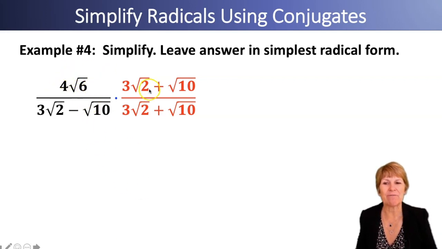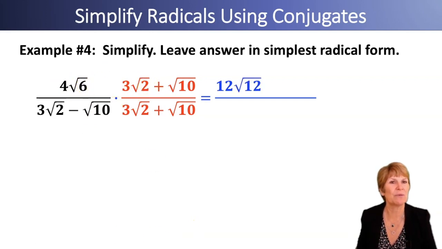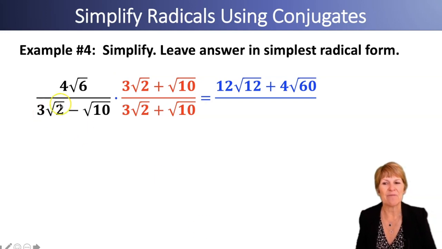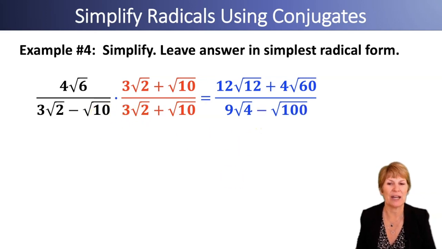So let's multiply 4 times 3 and get 12. Square root of 6 times square root of 2 is square root of 12. Then 4 times the invisible 1 out front here would just be 4, and square root of 6 times square root of 10 is square root of 60. In the denominator, I have my 3 times 3, which is 9, and the square root of 2 times square root of 2 is square root of 4. And then my middle terms, again, are going to cancel out, leaving me with just negative square root of 100.